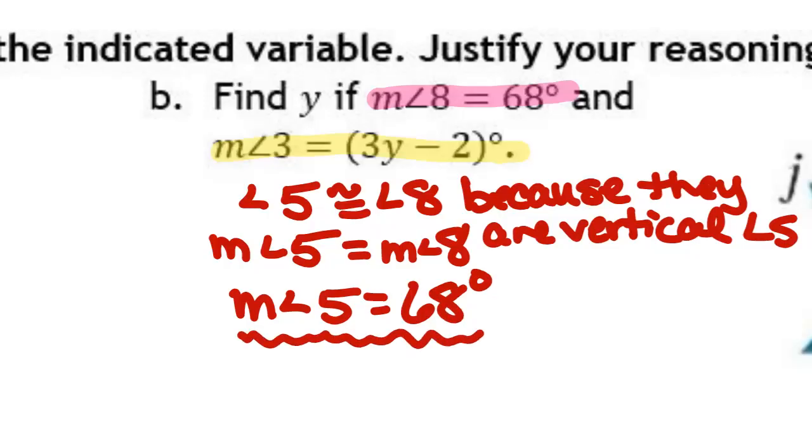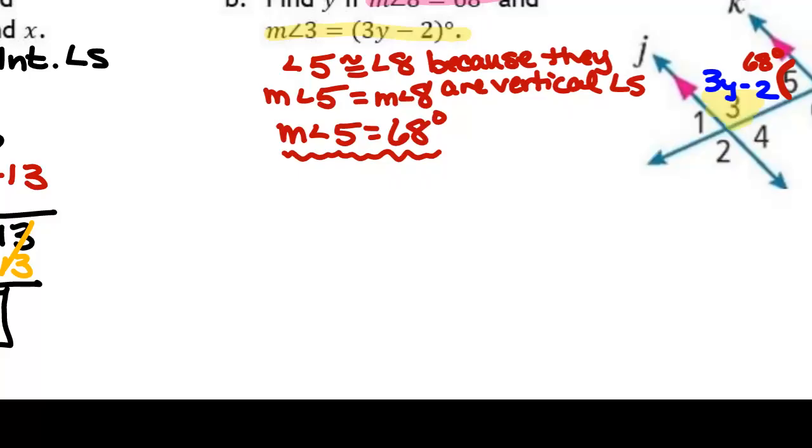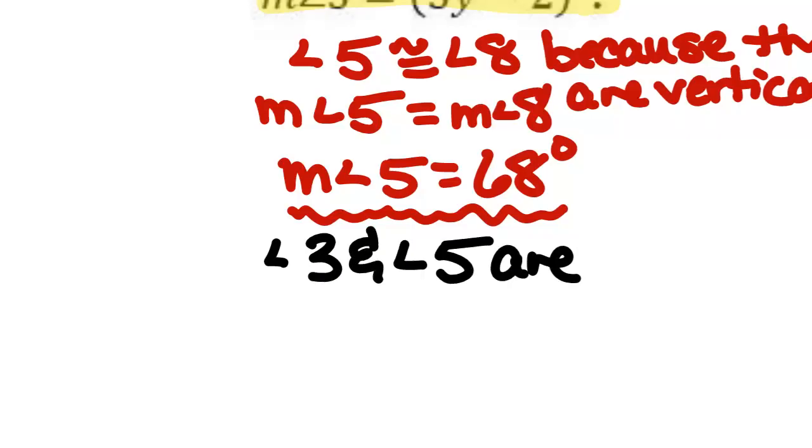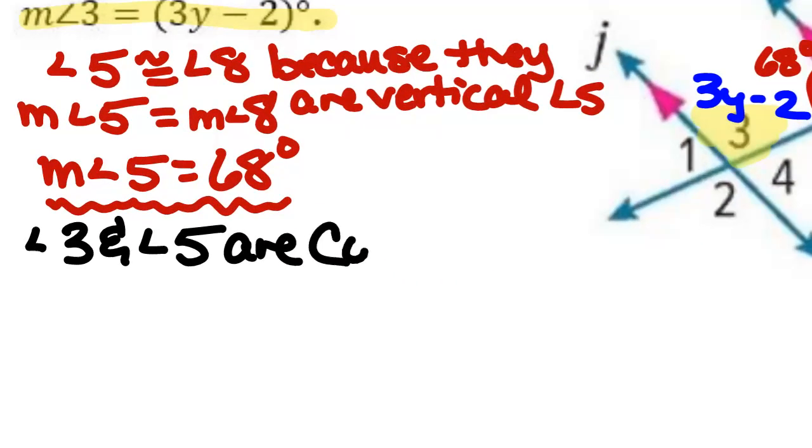That doesn't answer my question. I was asked to find why, but now that I know how big angle 5 is, do I have a special name for angles 3 and 5? They're interior, same side or opposite sides of the transversal. Same. What do we call same side angles? It starts with a C. Consecutive. My consecutive angles, whether they're consecutive interior or consecutive exterior, what's the relationship? Supplementary. Angle 3 and angle 5 are consecutive interior angles.